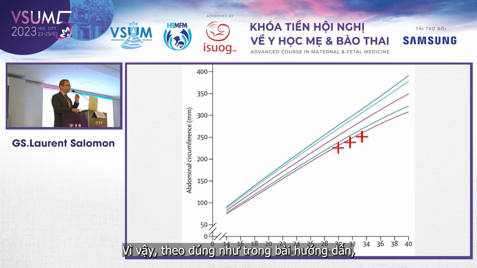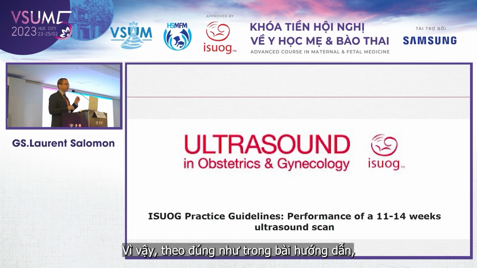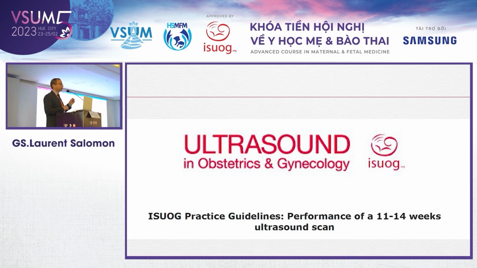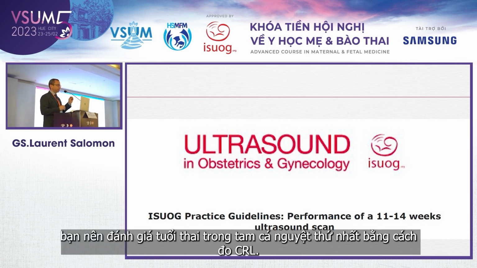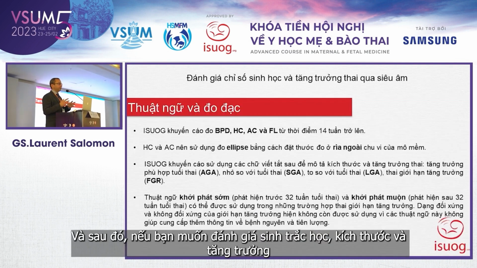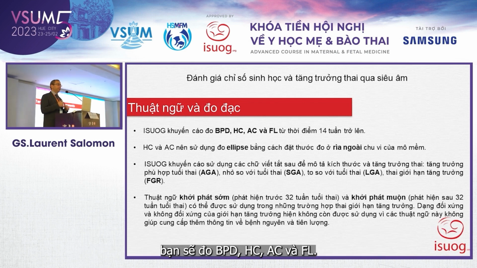Okay? So it's clear from our guidelines, and it includes the first trimester guidelines, and Leona will be talking about the first trimester guidelines tomorrow morning, that you should assess gestational age in the first trimester based on crown-rump length measurement. Then later, if you want to assess biometry, size, and growth, you will measure the biparietal diameter, the head circumference, the abdominal circumference, and the femur length.